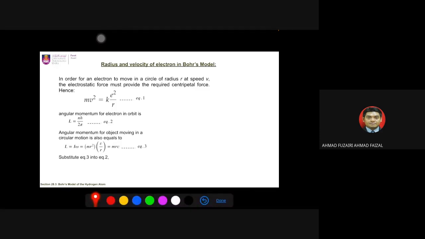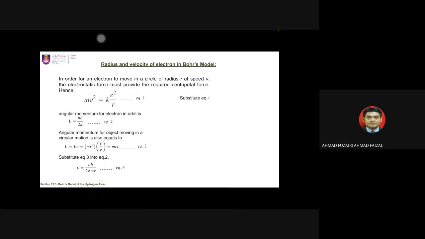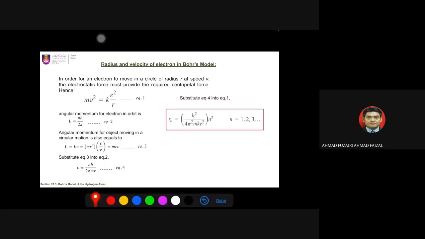Substituting equation 3 into equation 2, we can find the velocity of the electron in an orbital, which is equal to nh over 2πmr. Taking equation 4 into equation 1 yields the equation for the radius of the orbital. So n is the number of orbital. If you want to find the radius for the second orbital, we can substitute n equals 2 into this equation.